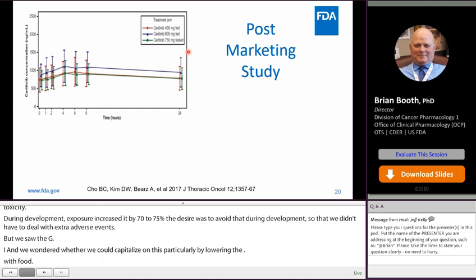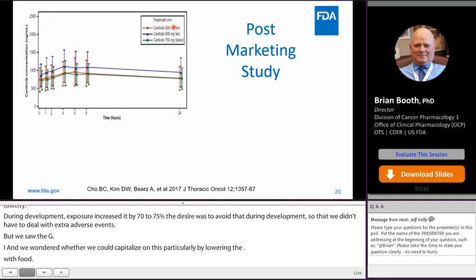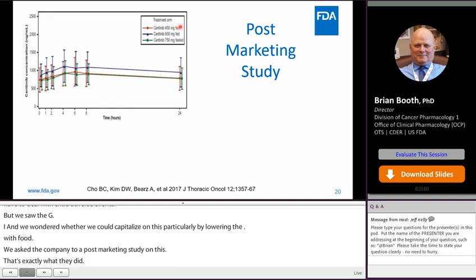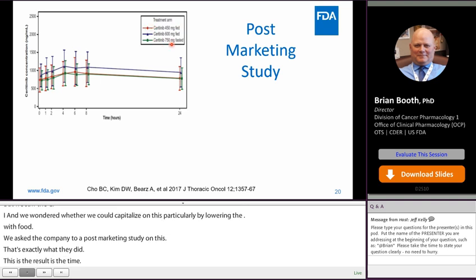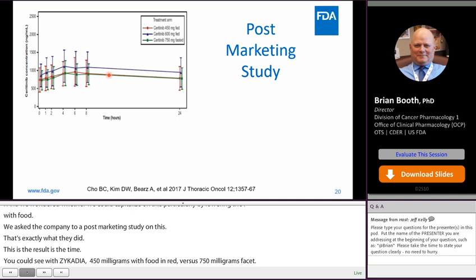And this is the result here. This is the plasma concentration time curve. You can see Zycadia 450 milligrams with food shown in red versus Zycadia 750 milligrams fasted as indicated in the labeling, right? So when you looked at that, you could see that the exposure of both was basically superimposed upon each other. That was, in fact, pretty much what we expected to see based on what we knew about the pharmacokinetic behavior of the drug.